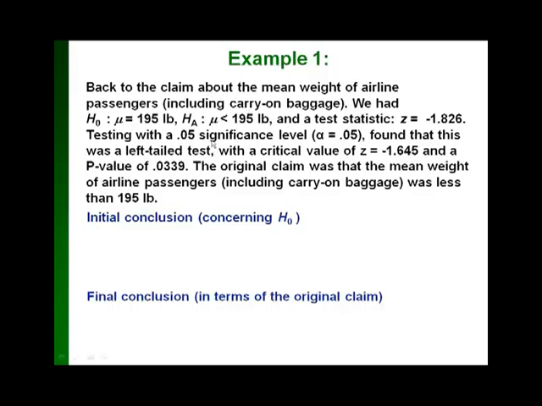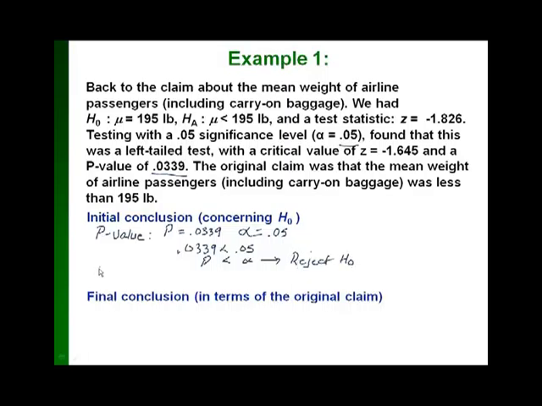So if we're looking for our initial conclusion, then there are two ways that we can do this. If we're doing the p-value method, then we're comparing the p-value that we found with alpha. P was 0.0339, alpha was 0.05, and 0.0339 is less than 0.05. That's p and that's alpha. So we have that p is less than alpha. And in that case, our initial conclusion was that we reject the null hypothesis.